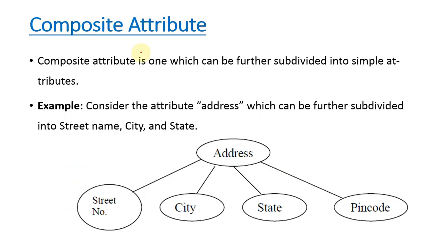Another one is the composite attribute. Address is composite, as it is a combination of all these sets. You can say street number is there, city is there, state is there, pin code is there. All together they form the address. So address consists of street number, city, state, pin code, etc.